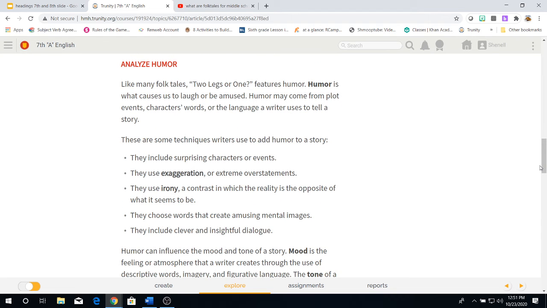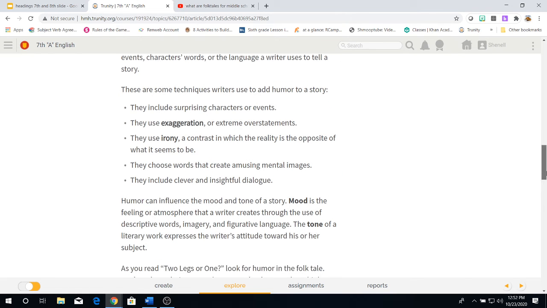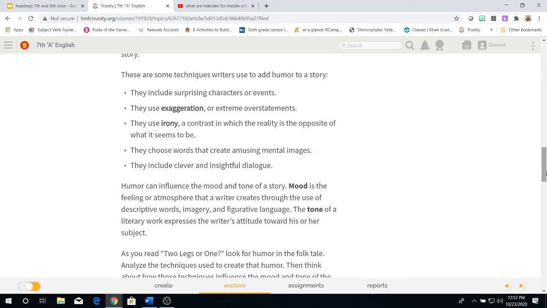Like many folktales, Two Legs or One features humor. Humor is what causes us to laugh or to be amused. Humor may come from plot, events, characters, words, or the language a writer uses to tell a story. These are some techniques writers use to add humor to a story. 1, they include surprising characters or events. 2, they use exaggeration or extreme overstatements. 3, they use irony, a contrast in which the reality is the opposite of what it seems to be. 4, they choose words that create amusing mental images. And 5, they include clever and insightful dialogue.